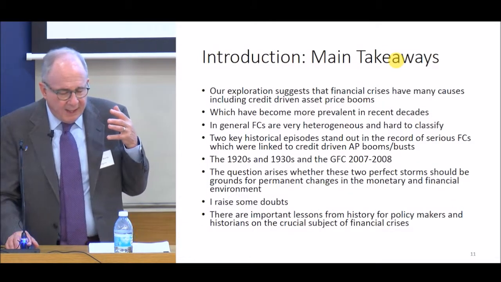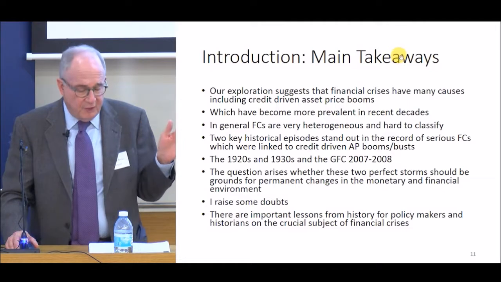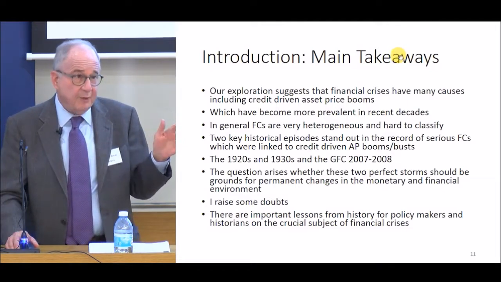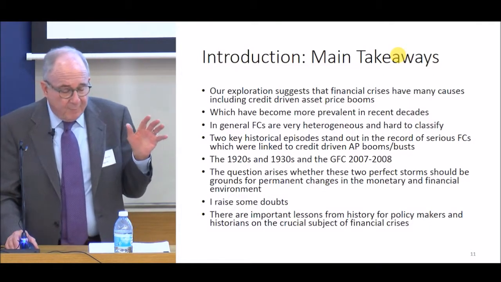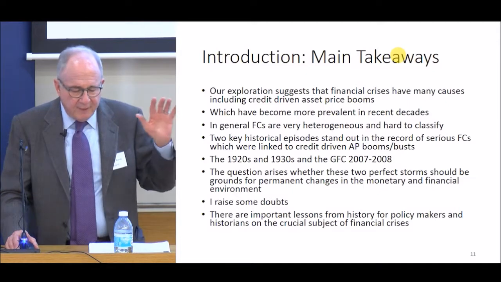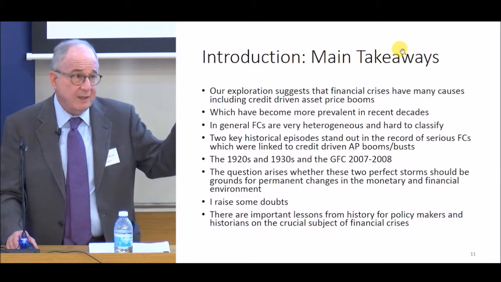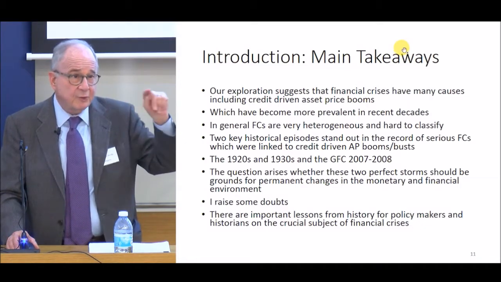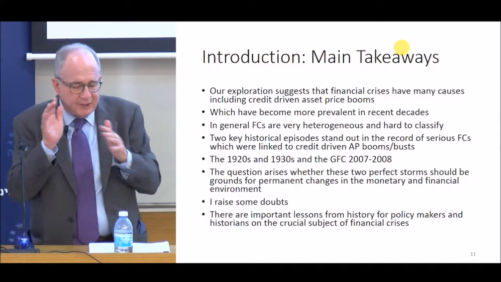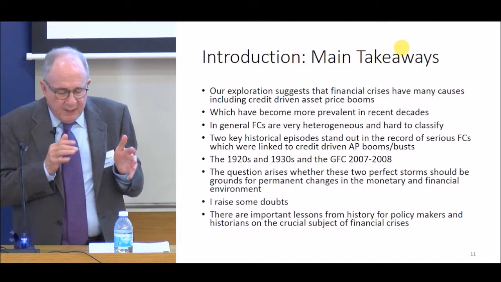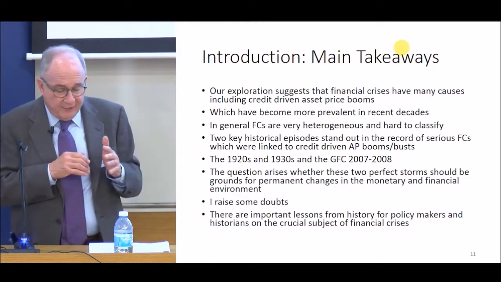Okay, and the main takeaways that come out of this are that financial crises have lots of causes. And credit-driven asset price booms can be one of them, and they have become more prevalent in recent decades. But financial crises are very heterogeneous and they're hard to classify. And I think that point, heterogeneous, is one of the main takeaways from here. There's no simple story when you're talking about financial crises. And then if you look at history, there are two key episodes in the record of serious financial crises that stand out, and they happen to be linked to credit-driven asset price booms.